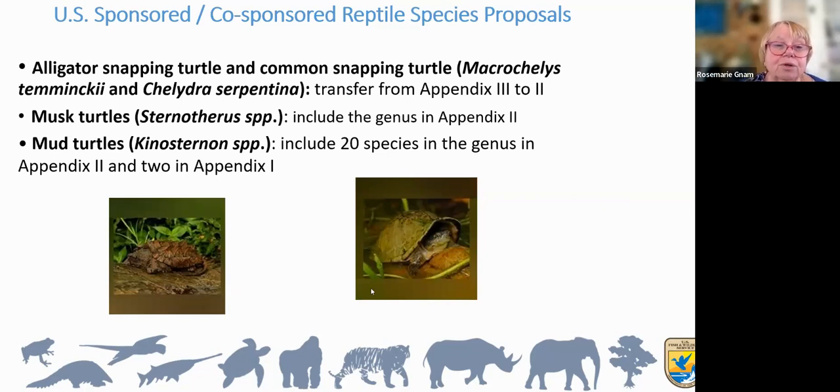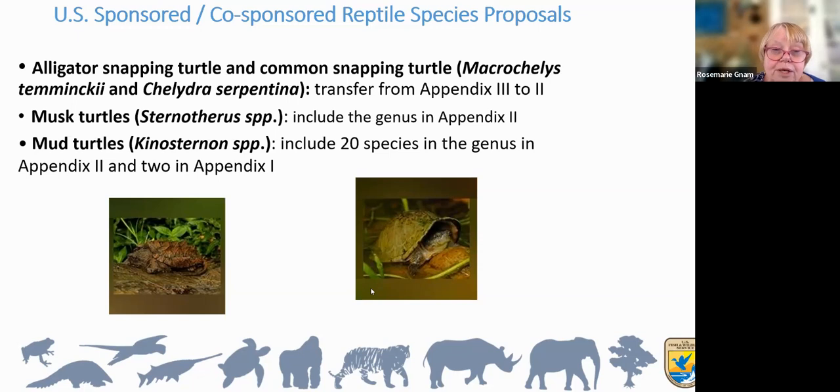The US turtle proposal that came up first in the discussion at the COP was a proposal to include alligator snapping turtles and common snapping turtles, transferring them from Appendix 3 to Appendix 2. This one went to a vote. Essentially, you need two-thirds of the accredited parties voting to accept a proposal, and it received the two-thirds vote. Most of the opposition came from the European Union, which essentially only supported putting alligator snappers in Appendix 2.